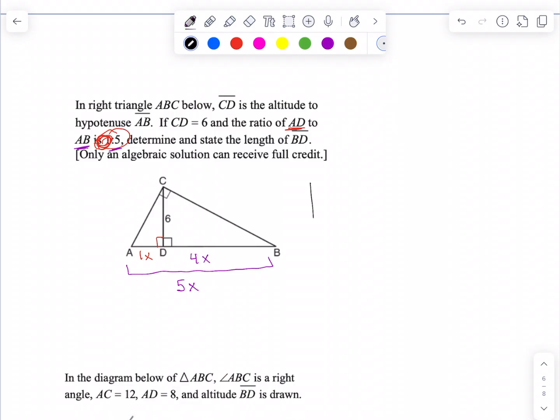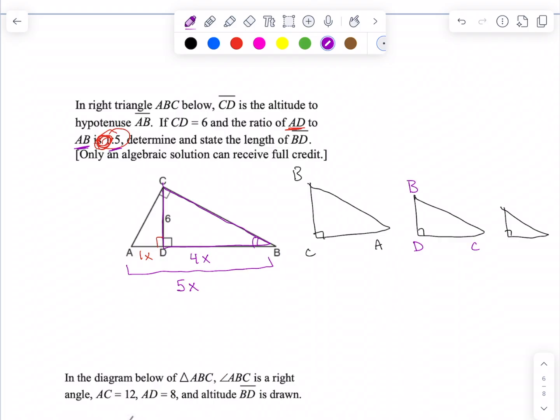Let's redraw our triangles so that they're all facing the same way. The big triangle, I'm going to label as BCA. And then let's do the medium-sized triangle next. The medium-sized triangle has a right angle at D. It shares B with the big triangle. And then that leaves C by process of elimination. And then finally, the small triangle has a right angle at D. It shares A with the big triangle, and that leaves C by process of elimination as well.